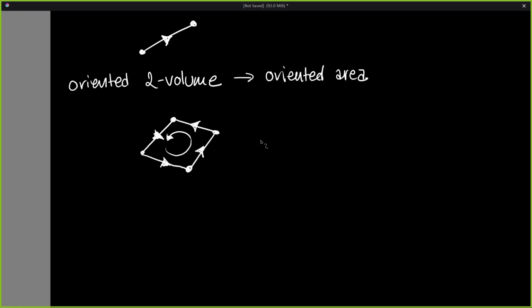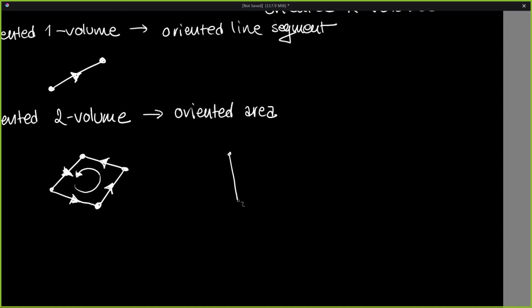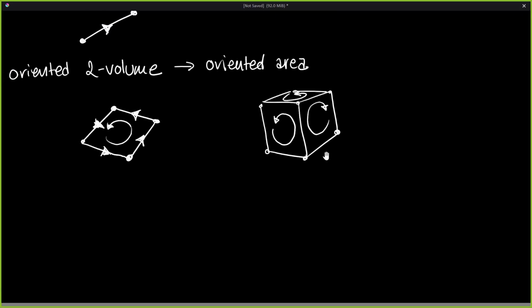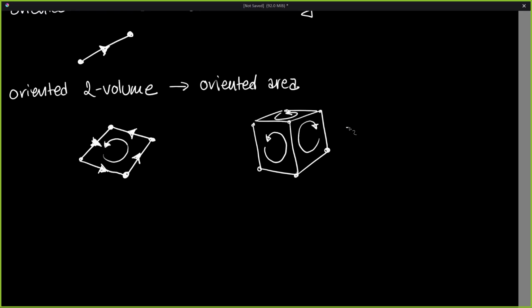So this is a 2-volume, and then similarly, I'm not going to write out everything again, there's a 3-volume. The way you construct this is interesting. You make sure that this one goes this way, then this one has to go in the opposite direction. And then same thing here, they all have to go against the grain. So that's how you define the oriented 3-volume, which is just an oriented volume.